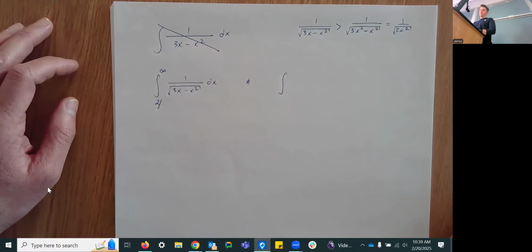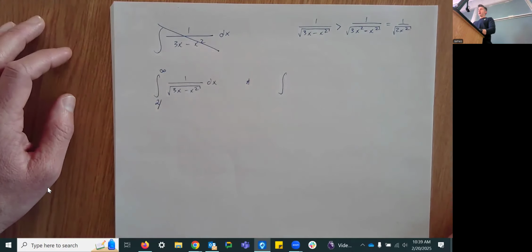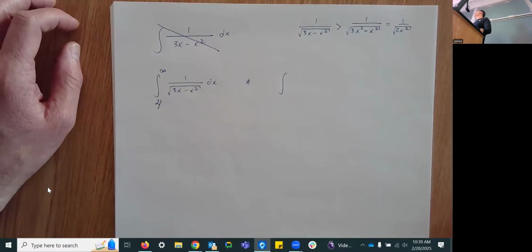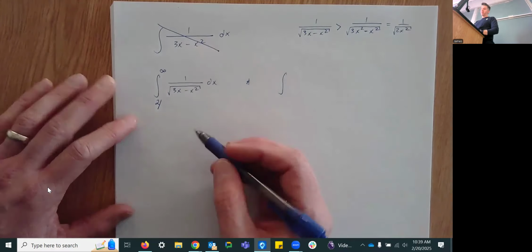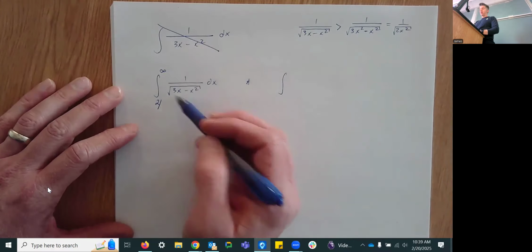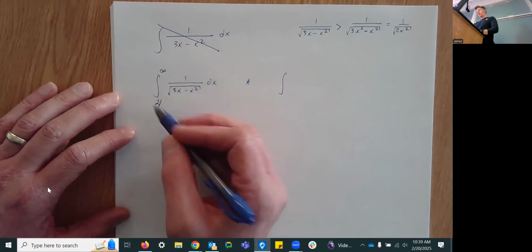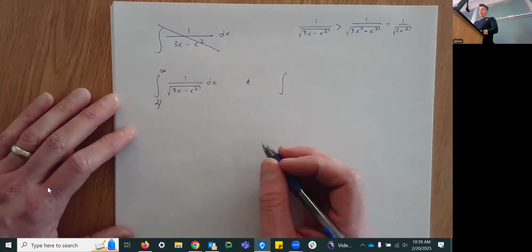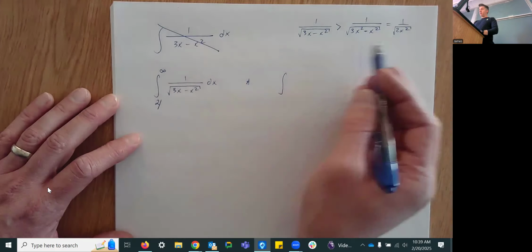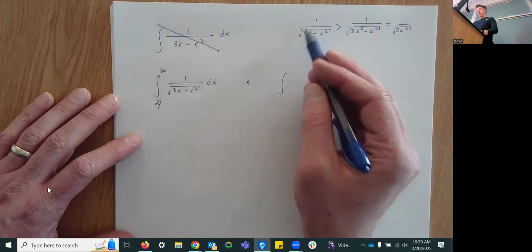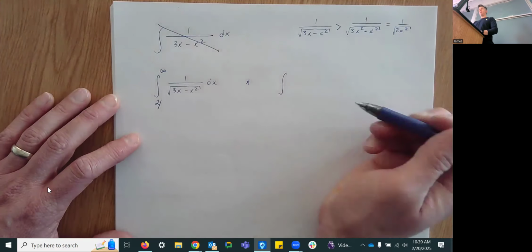It's hard to use the comparison test when you have one of those where your integrand is undefined, so it's probably something like this. We'll go with it for a second. So if I know that my integrand is bigger than this, right?